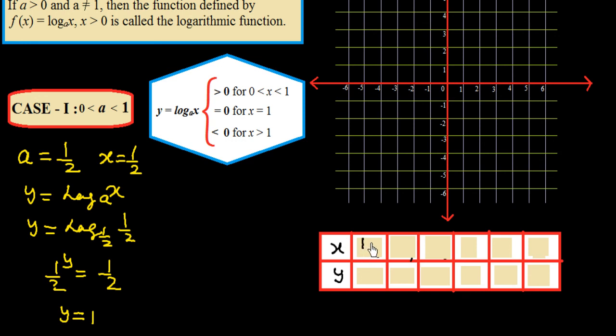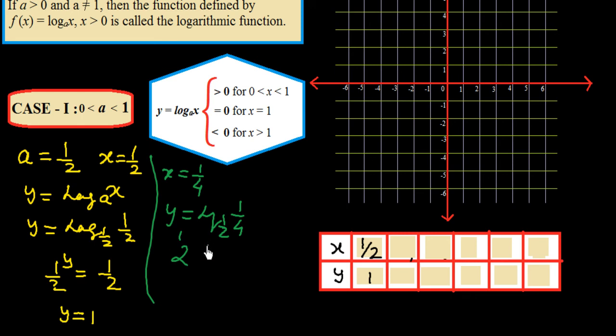X is 1 by 2, then y is 1. Now we put another value here. X is equal to 1 by 4, so y is equal to log 1 by 4 base 1 by 2. So we get 1 by 2 power y is equal to 1 by 4.